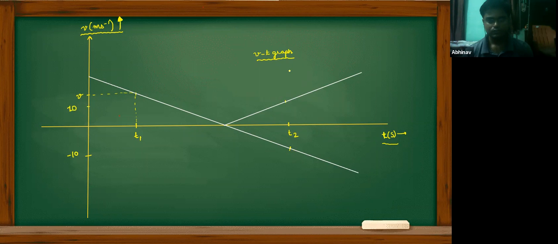Okay, so the speed time graph is actually the mod of the velocity time graph.